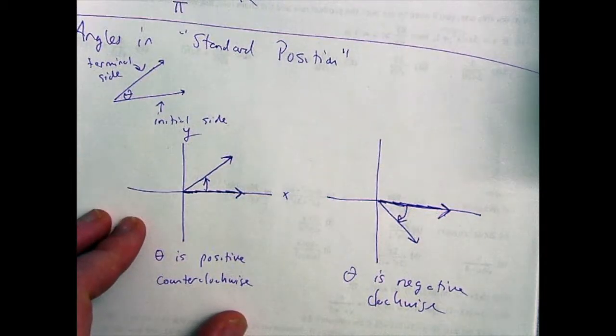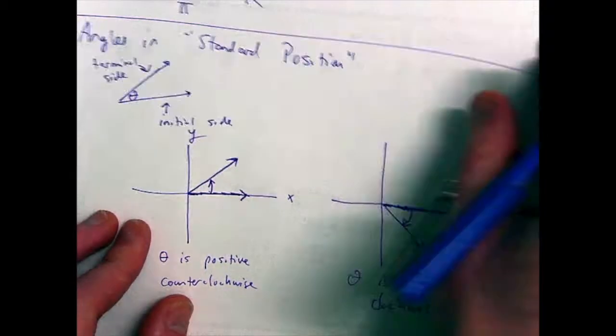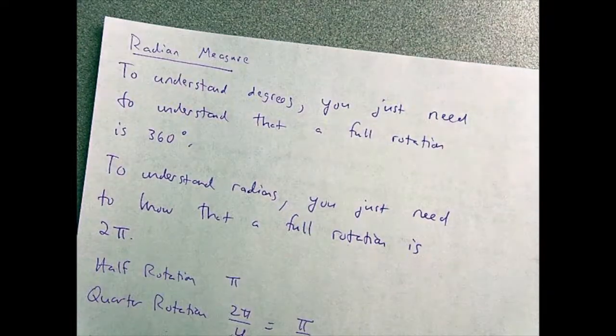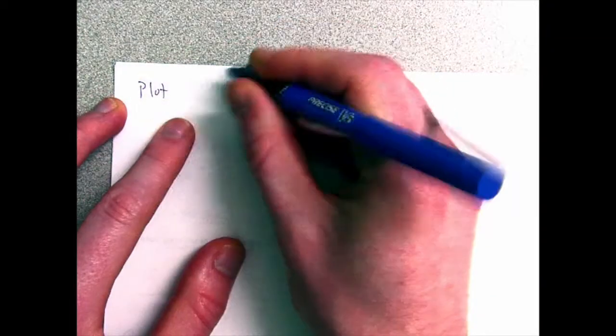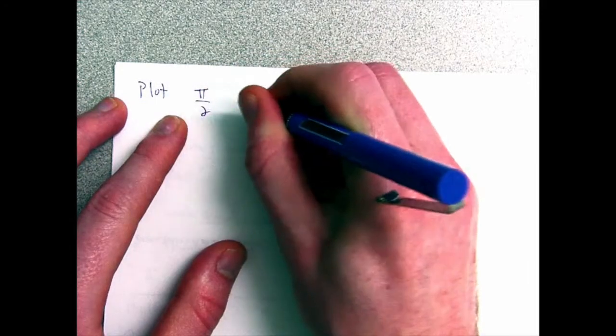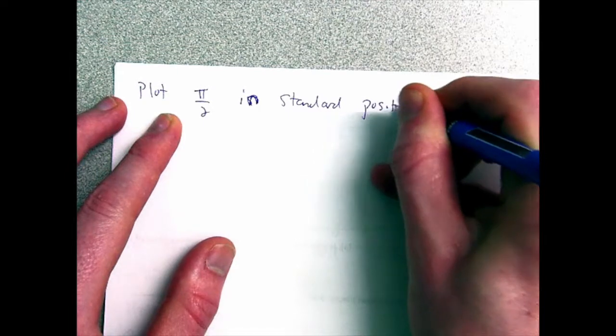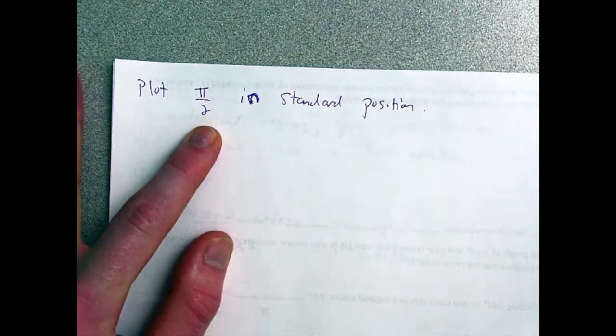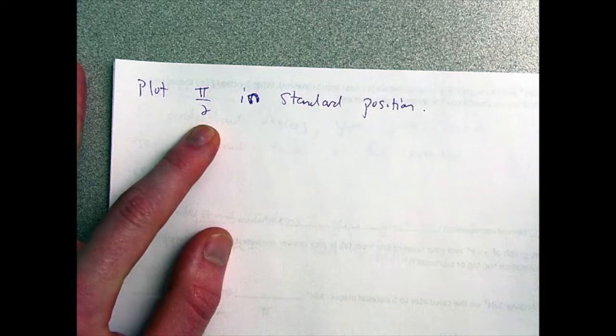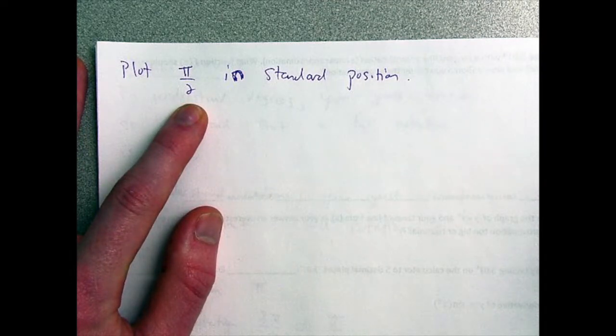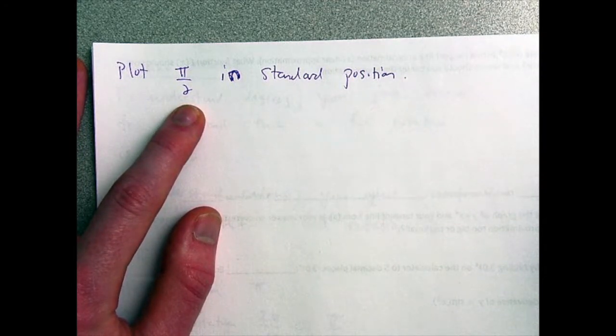Okay, so maybe just one example. Let's have a look. Let's plot, say, pi over 2 in standard position. One thing you'll notice is that this must be an angle measured in radians because it has a pi in it. You wouldn't write a pi in degrees. So this is radians, and we have to ask ourselves, what does this thing look like?